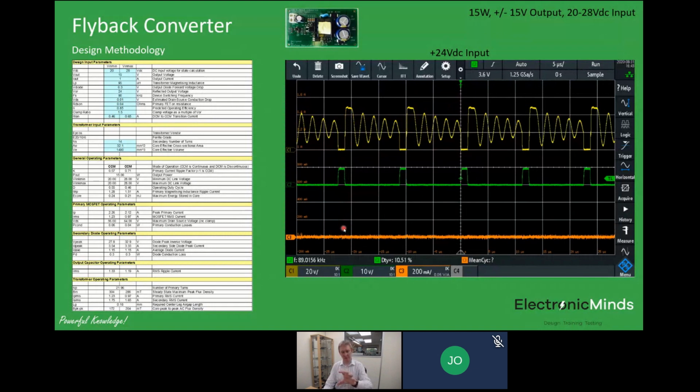And what I want to show you is the behavior of primarily the yellow trace, the drain source voltage, as we start to bring up the output current on this converter. So let's see if our video can work.